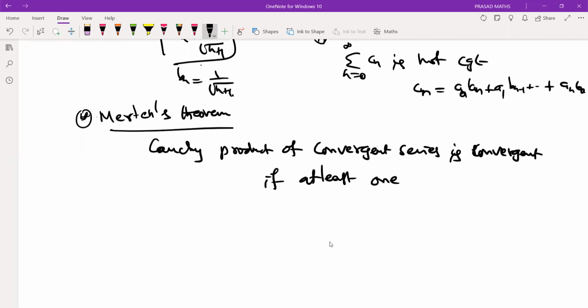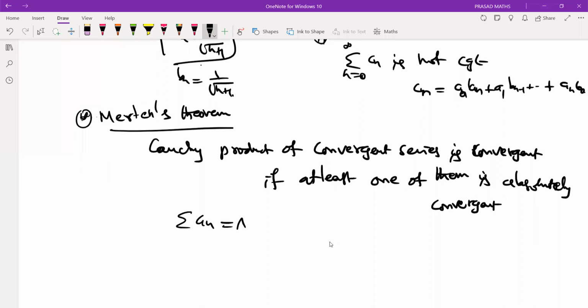Beautiful proof is there in Rudin. At least one of them is absolutely convergent. Not only convergent, if for example the series a n converges, summation a n converges to capital A, and summation b n converges to capital B.